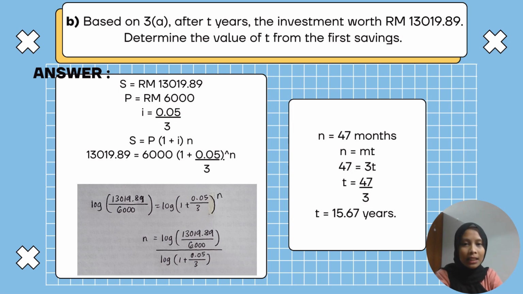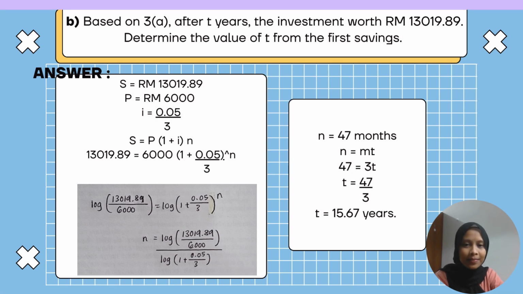To find t, n equals mt. We know that n is 47 and m is 3. So to find t, 47 over 3. We can get the answer for t equals 15.67 years.